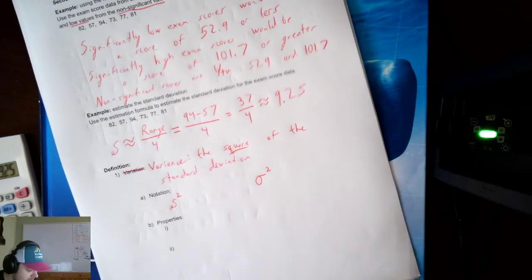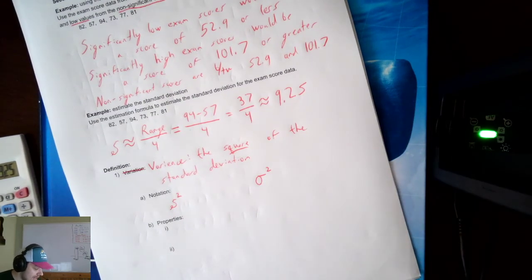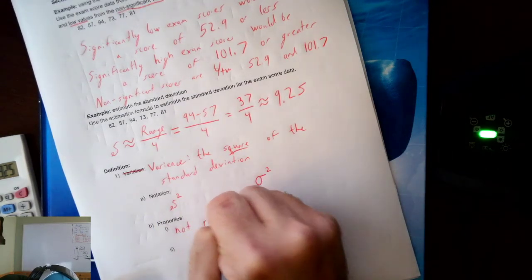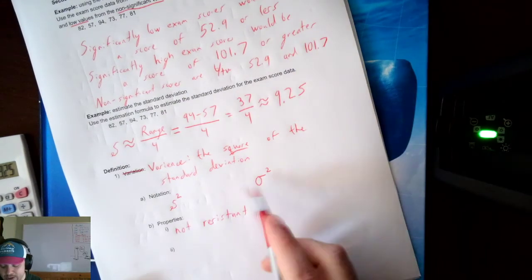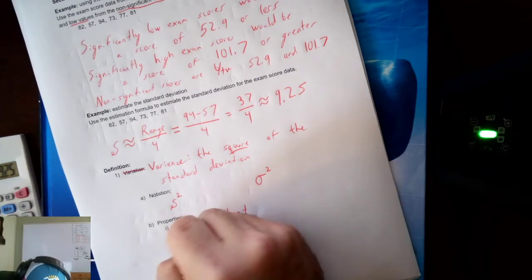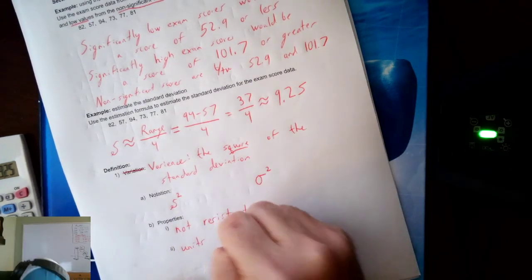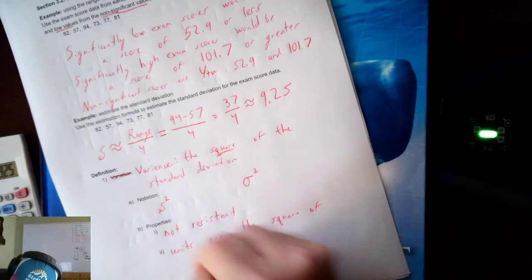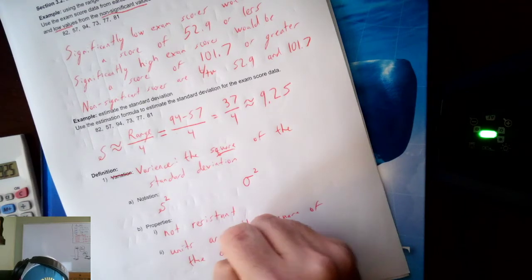Sample, population. It's got a few properties. The first is it's not resistant. Once again, outliers affect it, so be aware of outliers. Outliers can have effects on your data, right? Sometimes outliers might affect us, and we want to make sure we have that in our information. And the second property is that the units are the square of the original data units.